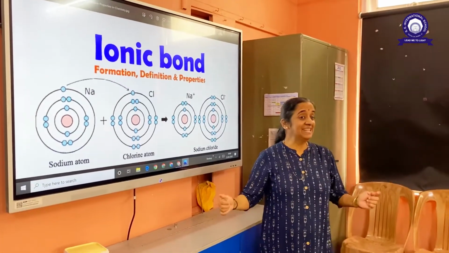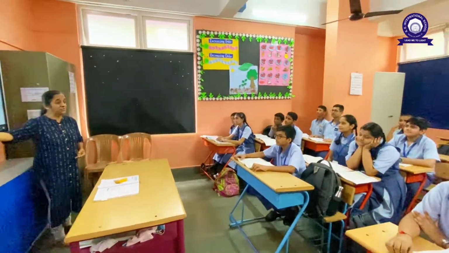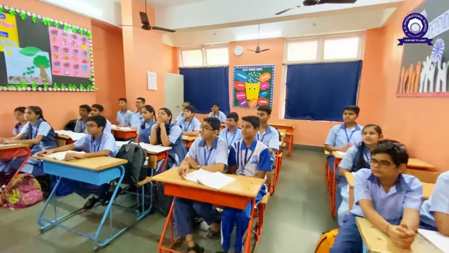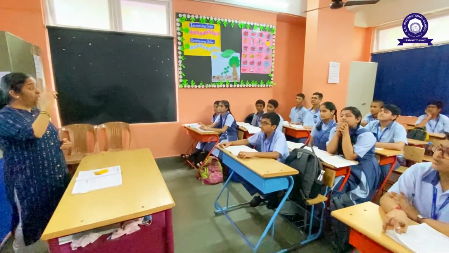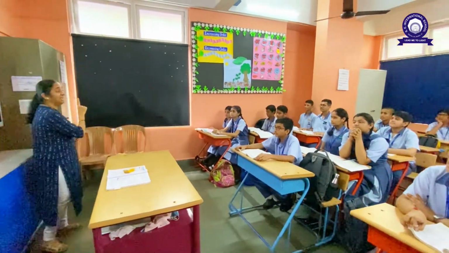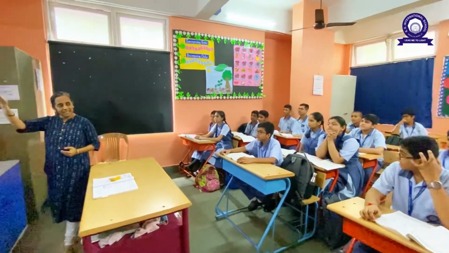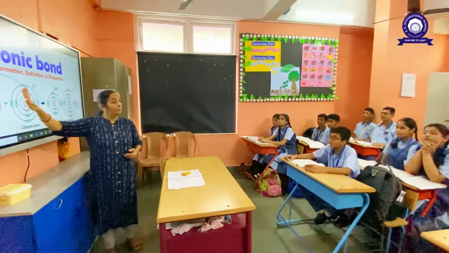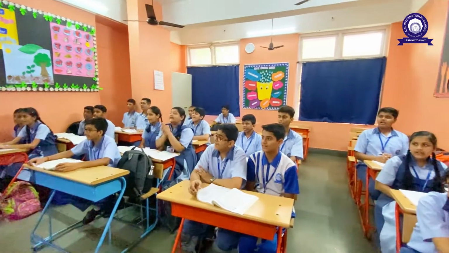Okay, let's revise this ionic bonding. What is the atomic number of sodium? 11. So electronic configuration will be 2, 8, 1. Yes. So one electron is there, so its valency will be 1. So it will lose one electron, and which type of ion will form? Positive. And a positive ion is called a cation.